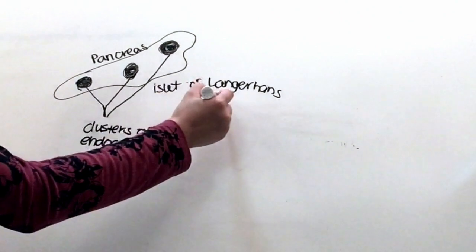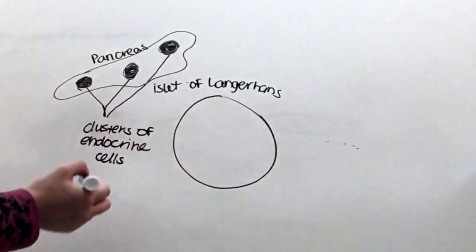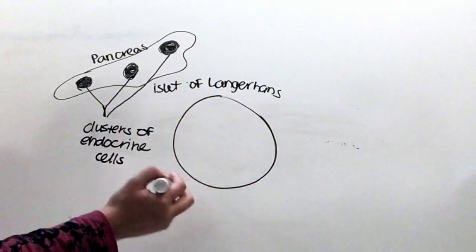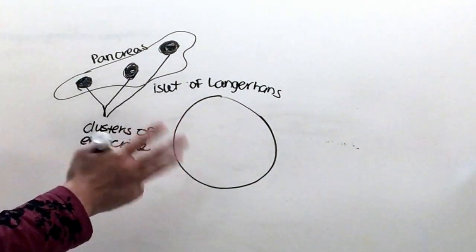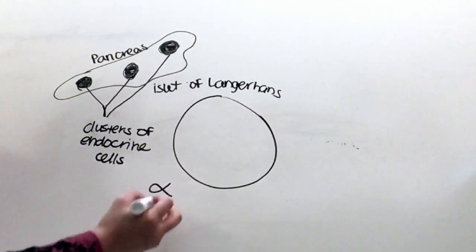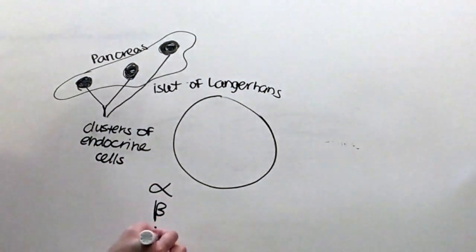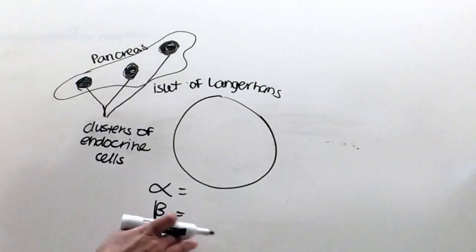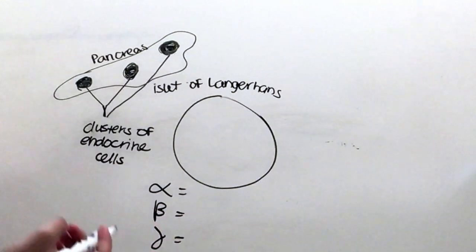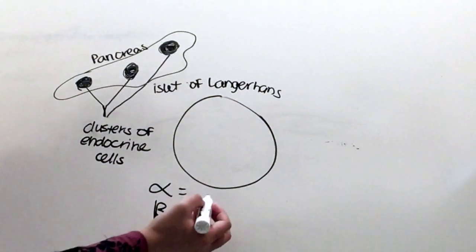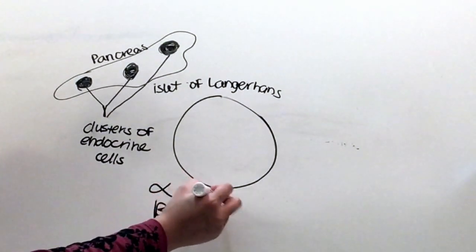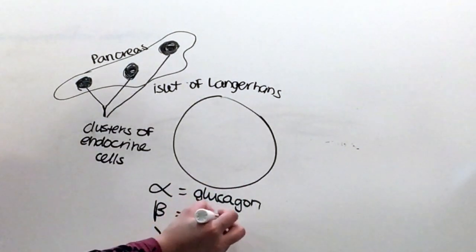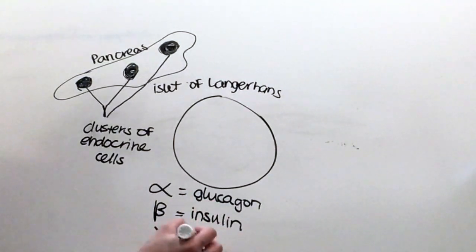So I'm going to draw these islets a little bit bigger over here so we can just dive into it and see what else is going on. So these islets of Langerhans are going to have three different cell types. So we have the alpha cells, the beta cells, and then the delta cells. They're all going to secrete different things and be responsible for different things. So alpha cells are going to be secreting glucagon. Beta cells are going to secrete insulin, and then delta cells are going to secrete somatostatin.